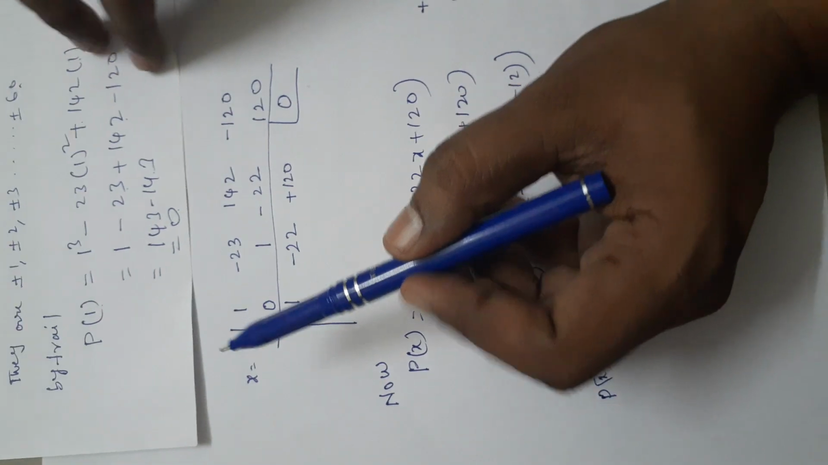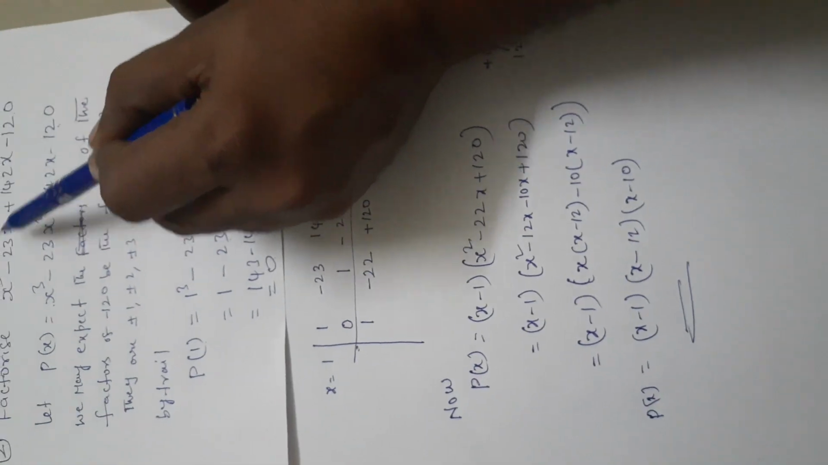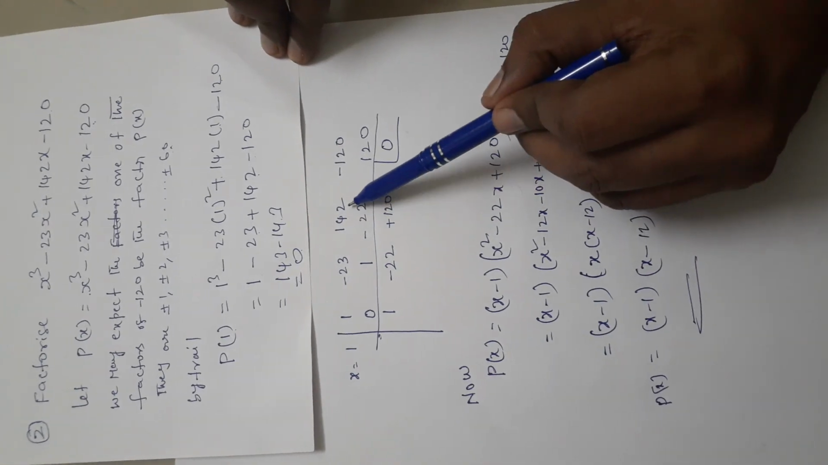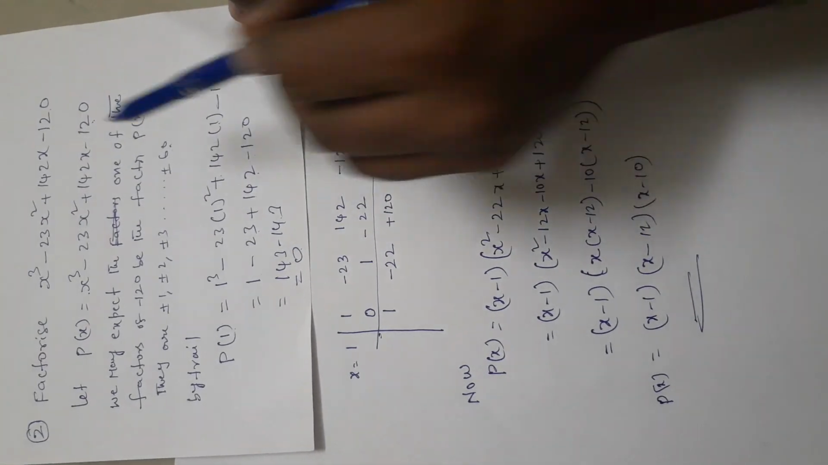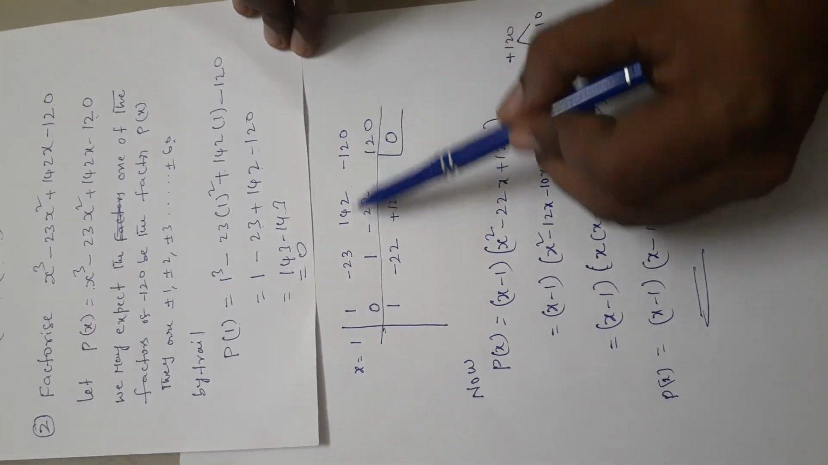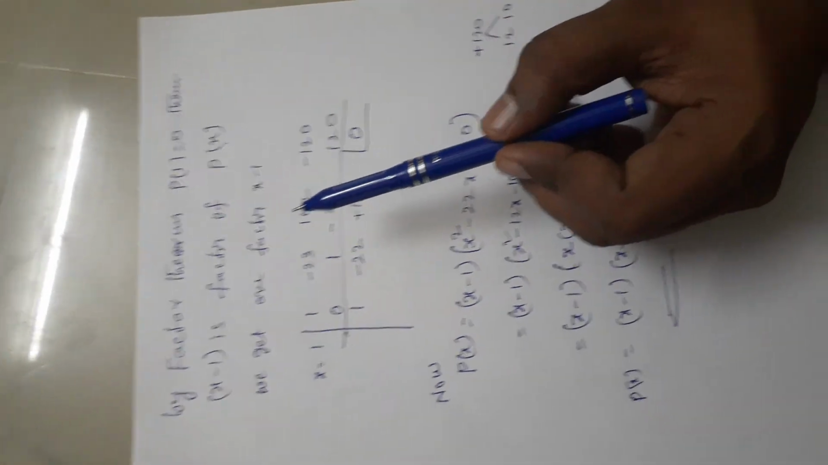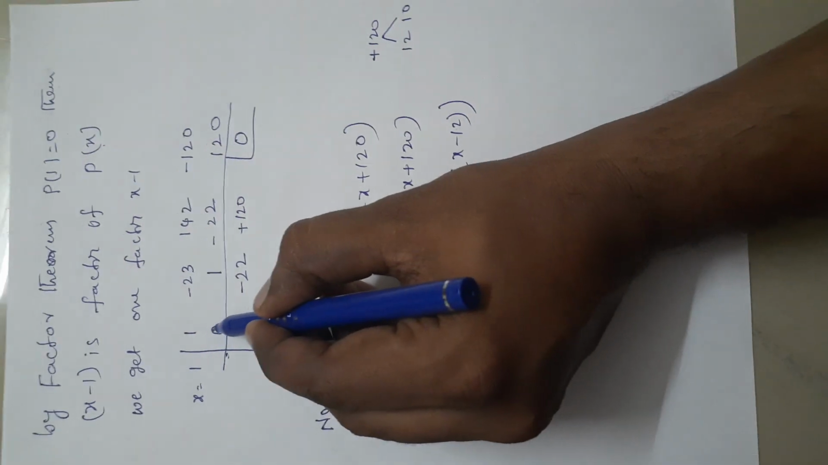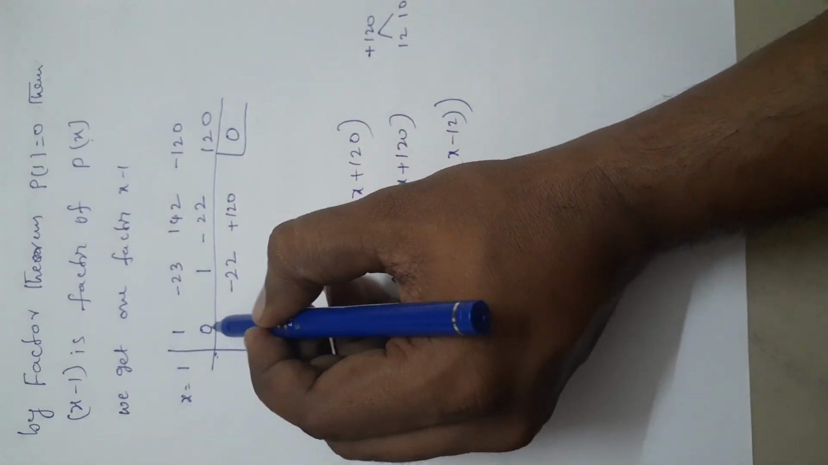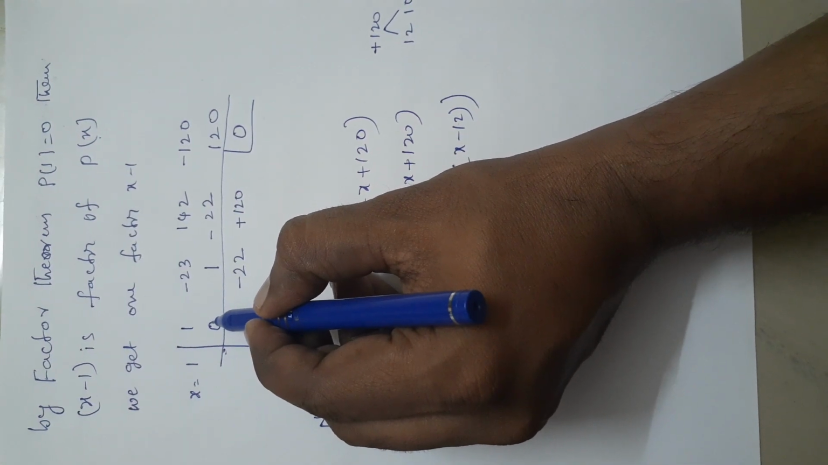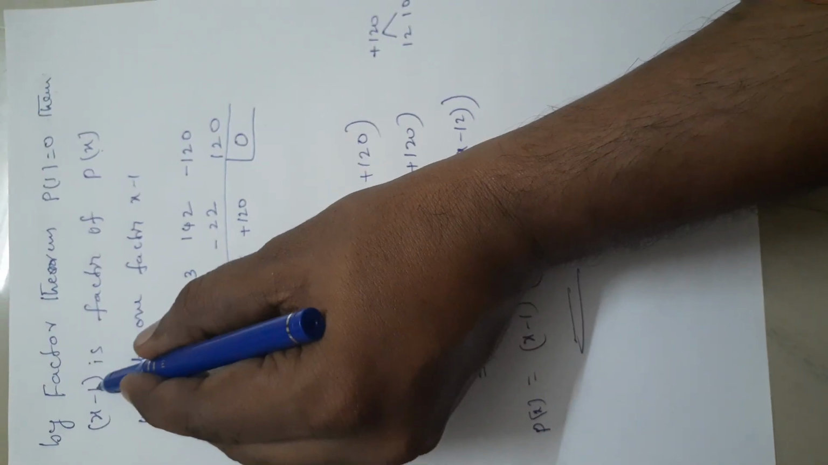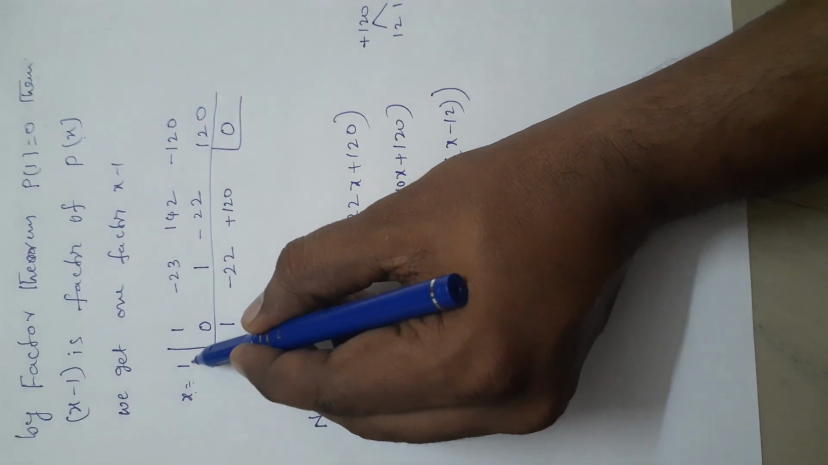See this, the coefficients of these terms are 1, minus 23, 142, minus 120. Just write all the coefficients. Initially you need to keep 0 here. Now add these two, we got 1. Since x minus 1 is a factor, we should take x value equal to 1.